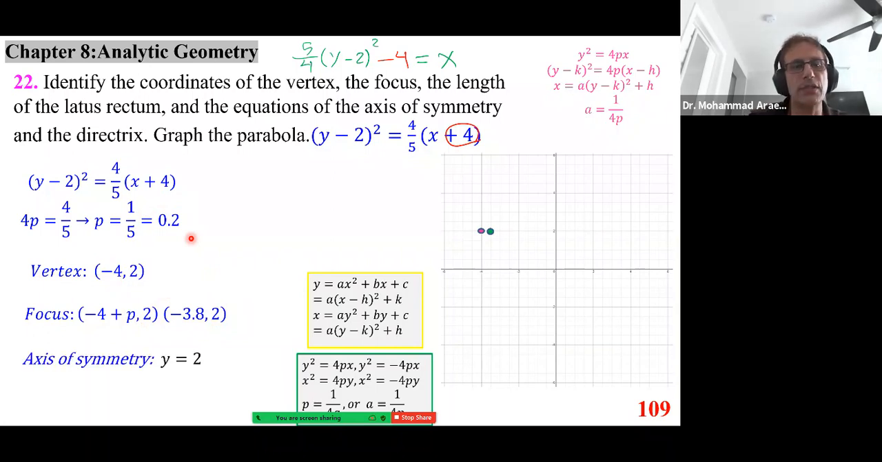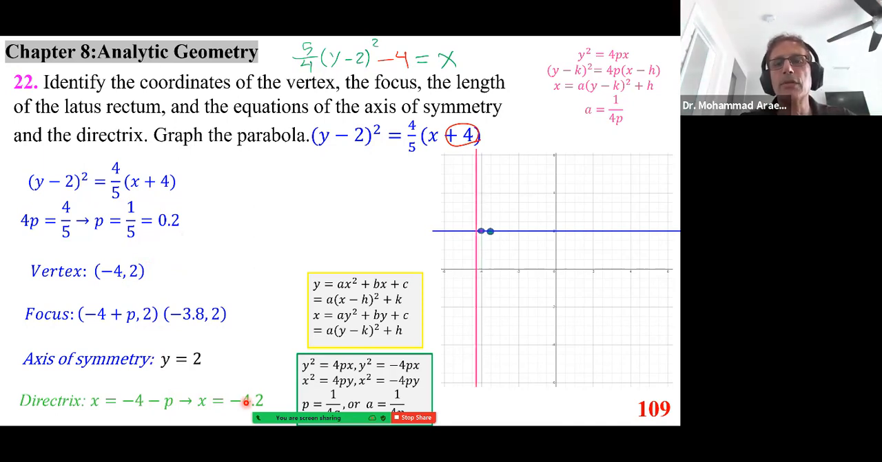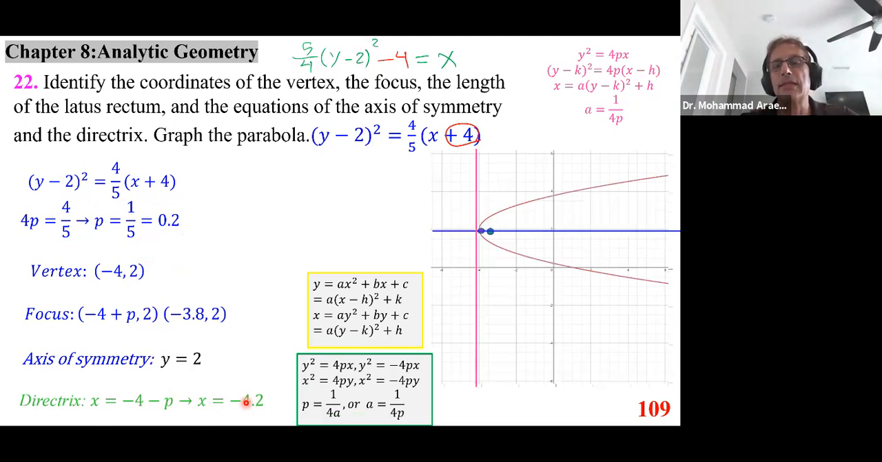We know the axis of symmetry is y equals 2. By the way, if you recall the axis of symmetry, if it opens up and down, x equals h. If it opens sideways, y equals k, here y equals 2. So that's the axis of symmetry. For the directrix, you look at the vertex and you go to the left of that by p amount, which we found to be 0.2. So negative 4.2. So that's the directrix. And that's the graph. You can, of course, pick up a few points to graph it.